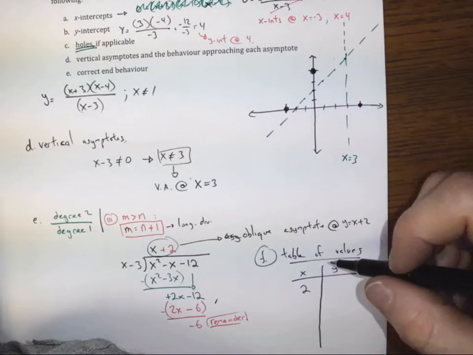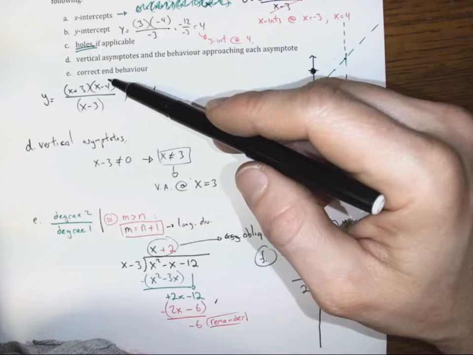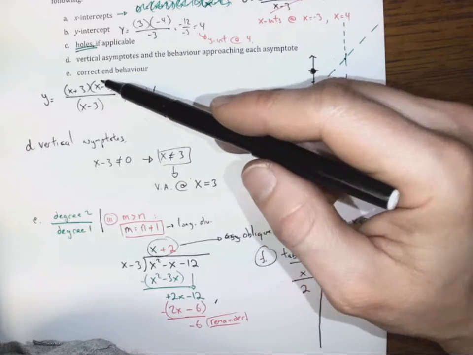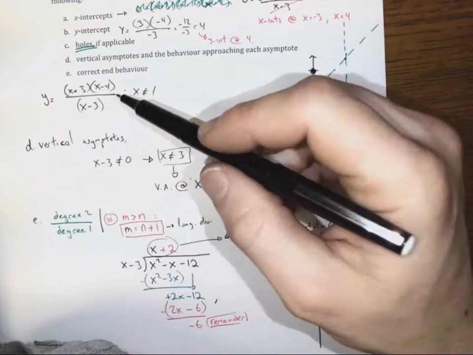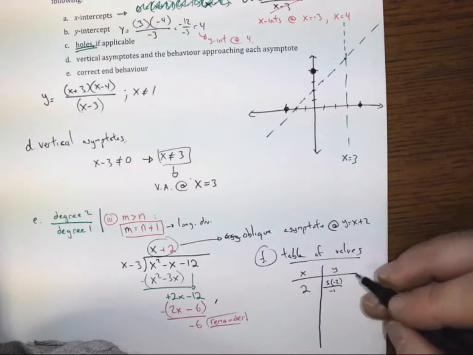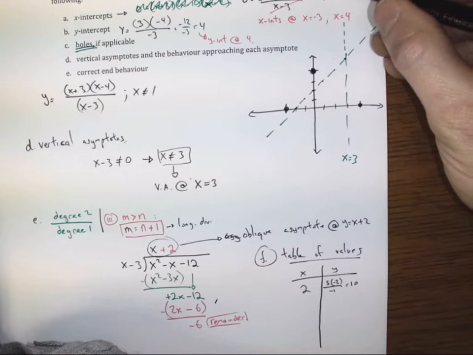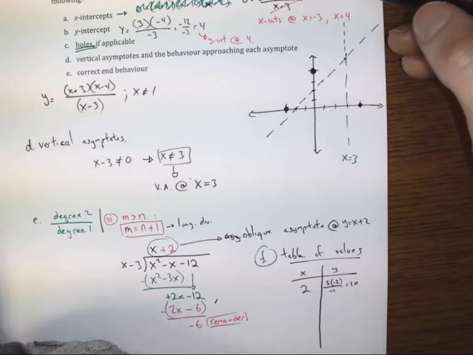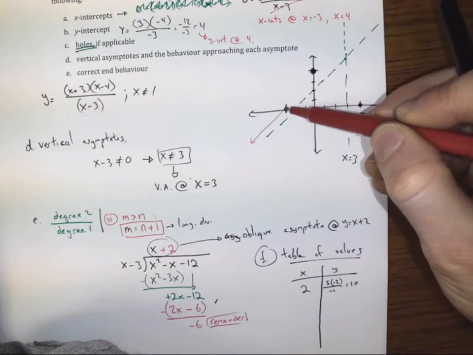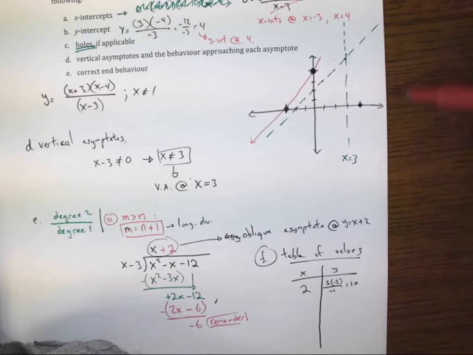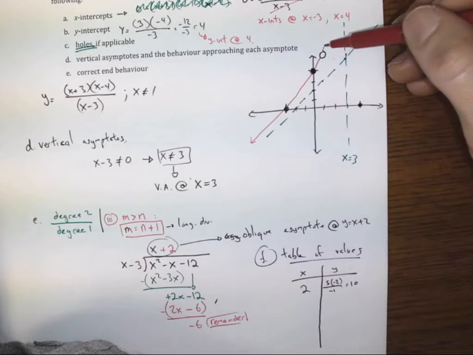So that's going to give us 2 plus 3 is 5 times 2 minus 4 is negative 2. So it's 5 times negative 2, which is going to be negative 10. And 2 minus 3 is negative 1. So negative 10 over negative 1 is going to be 10. So when x is 2, y is actually going to be up here at 10. All right, so I kind of have an idea it's going to look like this. However, let's not forget, there is a hole at x is 1. So there's a hole right there.